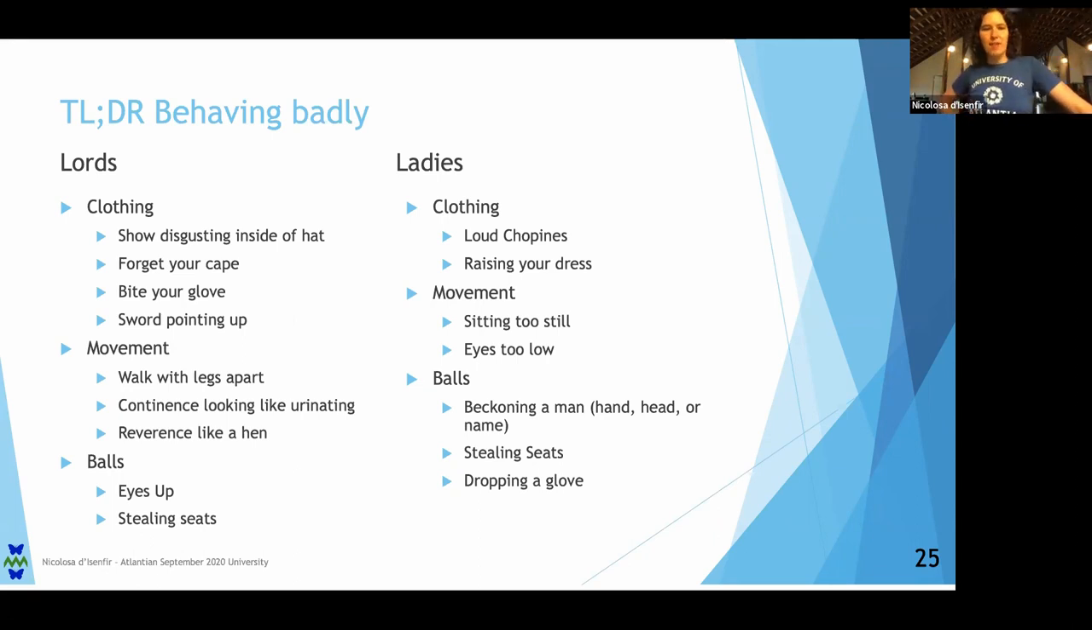And at balls, have those eyes up and steal some seats. For ladies, make a ruckus. Loudly bang your chopines everywhere so they know you are coming. And that way, when you raise that dress, everyone can see your lovely underdress and or what modesty will not permit me to say. When you are moving, do not sit too still, fidget with that dress. Have your eyes too low. And at the balls, where you can truly cause quite the scandal, beckon a man with your hand, your head, or call him by name. You too can steal seats. And as we said, you can drop a glove and get all the gentlemen running like a flock of starlings.